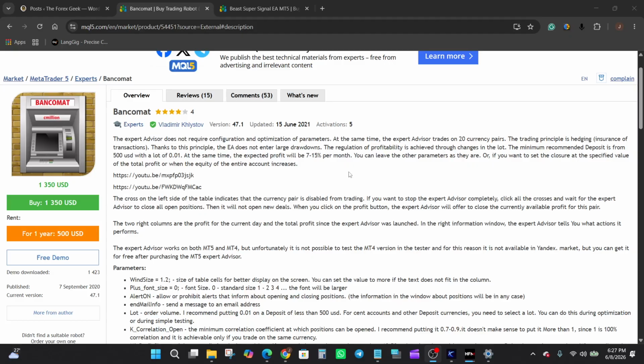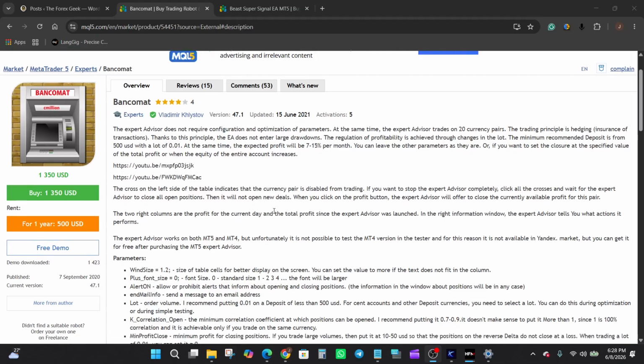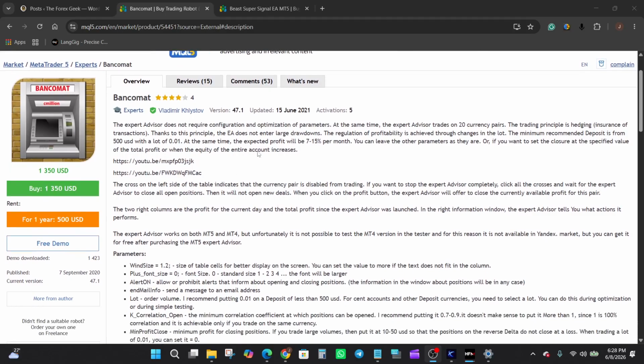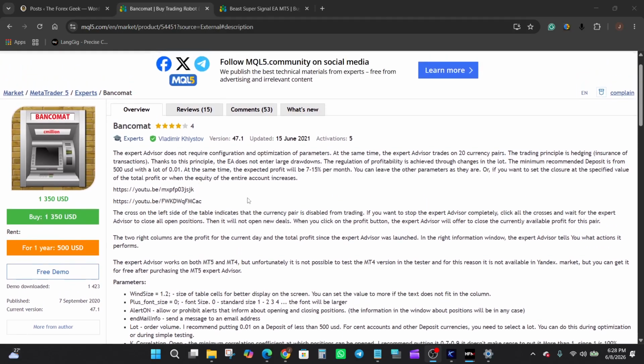So in this review, I am taking a look at the Bancomat EA, and according to the developer, this is an expert advisor that supports both MT5 and MT4. The MT5 version is available. It's what we are reviewing right now.